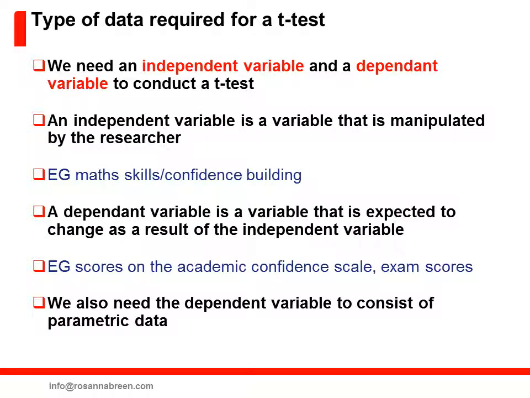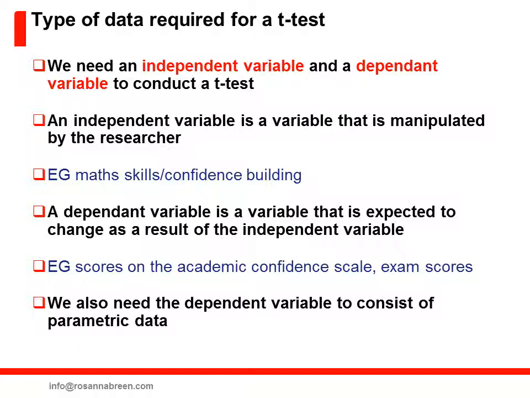Let's look in more detail at a t-test then. To actually conduct a t-test, we need an independent variable and a dependent variable. An independent variable is the one that is manipulated by the researcher. So in my study I have put students into two different training environments. One has undertaken math skills training and the other have undertaken confidence building training.